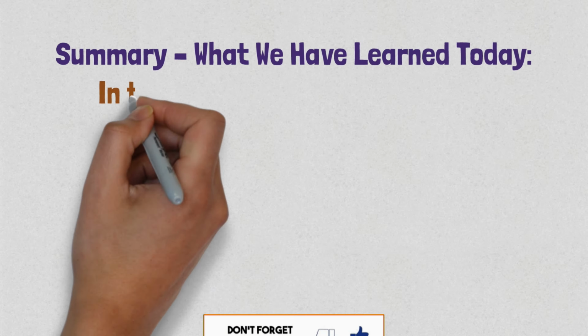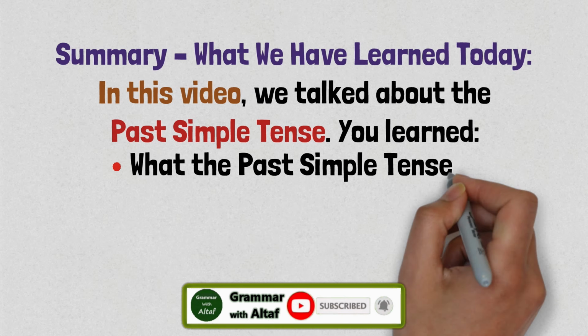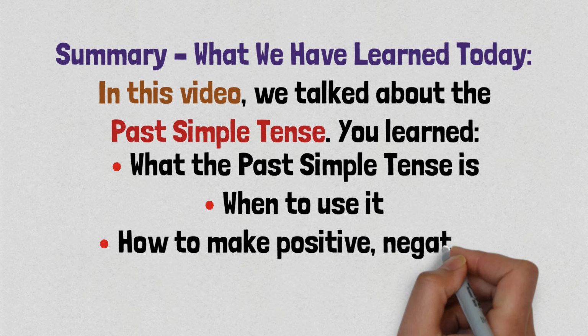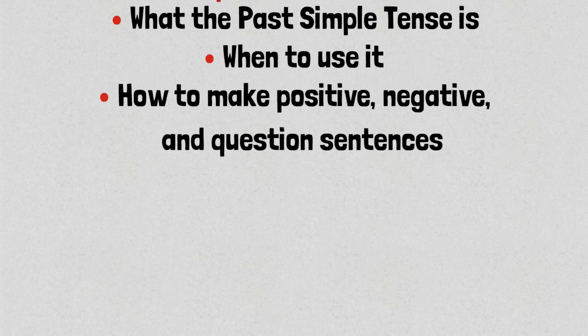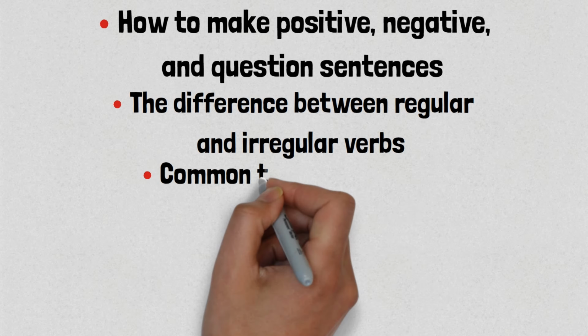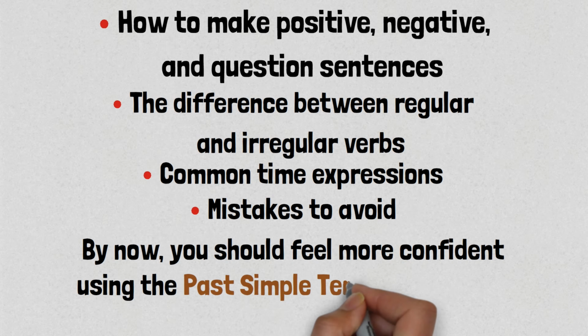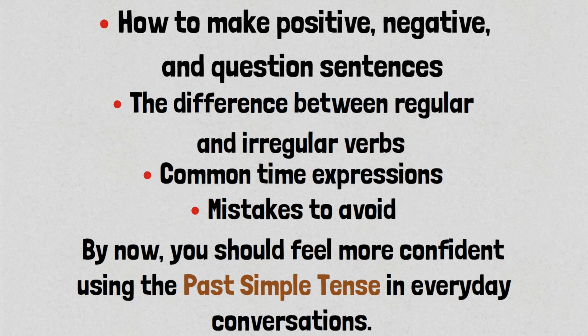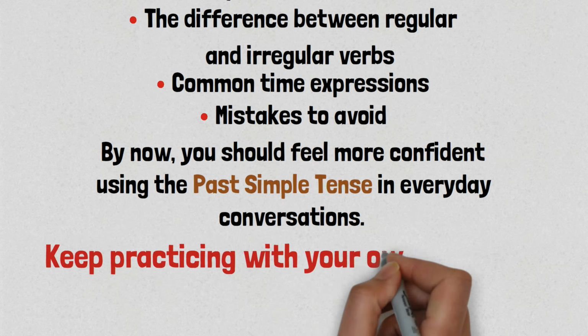Summary: what we have learned today. In this video, we talked about the past simple tense. You learned what the past simple tense is, when to use it, how to make positive, negative, and question sentences, the difference between regular and irregular verbs, common time expressions, and mistakes to avoid. By now, you should feel more confident using the past simple tense in everyday conversations. Keep practicing with your own examples, and you'll improve quickly.